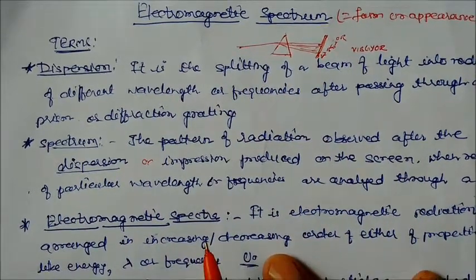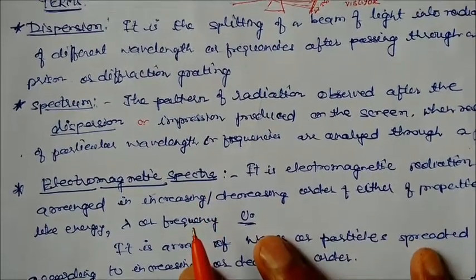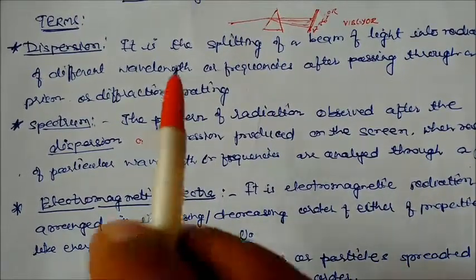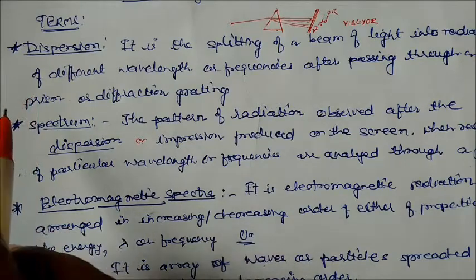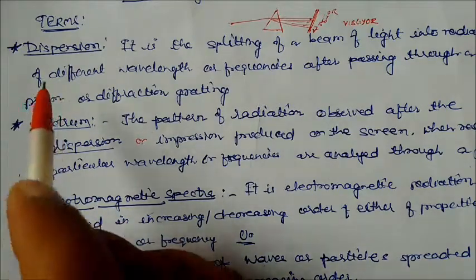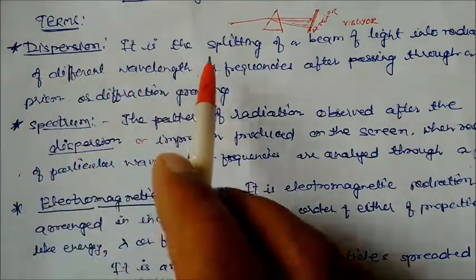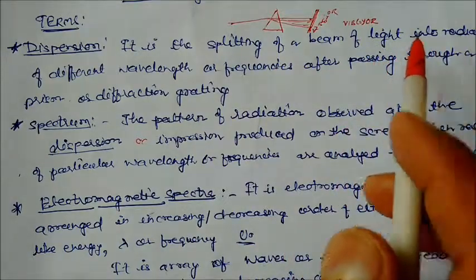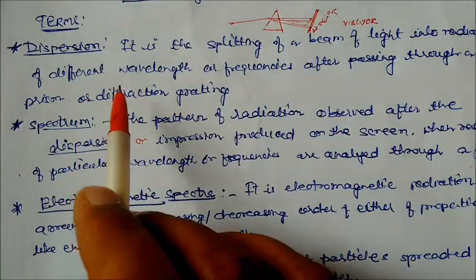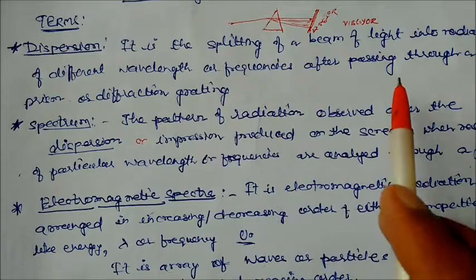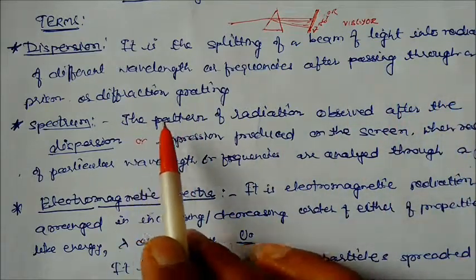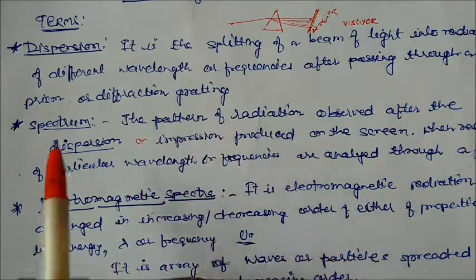Some terms you might have already studied in physics. The terms associated with spectrums, let us revise them. One term is called dispersion. What is dispersion? It is the splitting of a beam of light into radiations of different wavelength or frequency after passing through a prism or diffraction gratings.